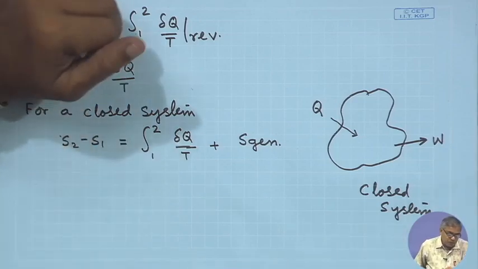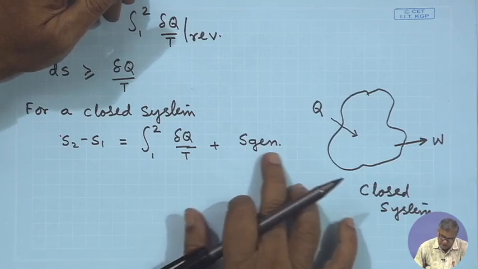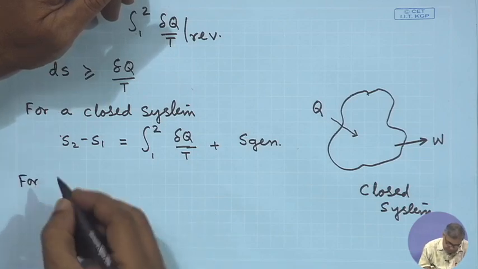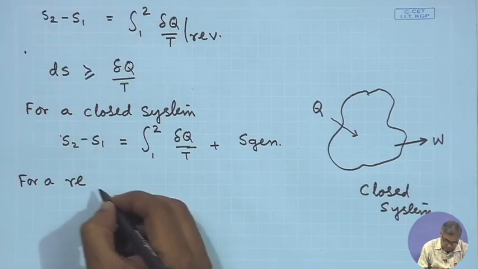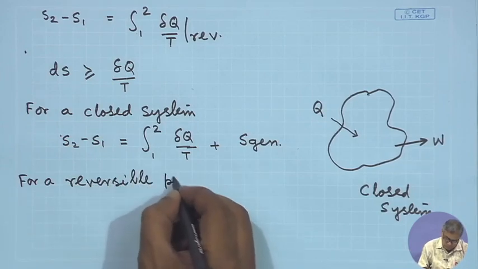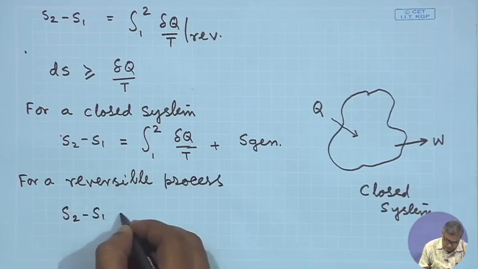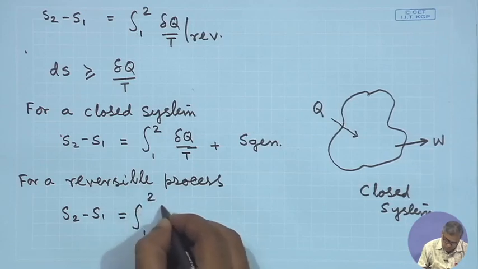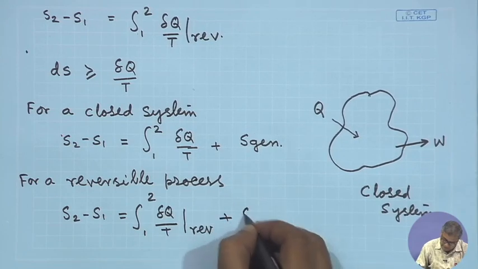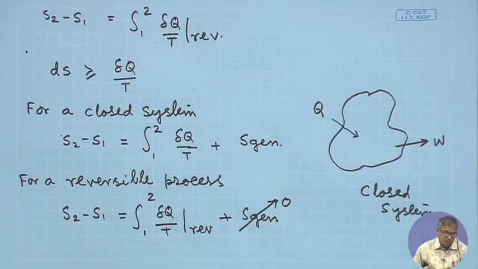So, if the process is reversible, then of course this S gen will be equal to 0 and we will get, for a reversible process, S2 minus S1 equal to integration 1 to 2 dq by T reversible plus S gen, that is equal to 0. Okay.